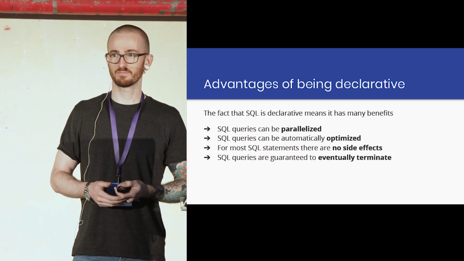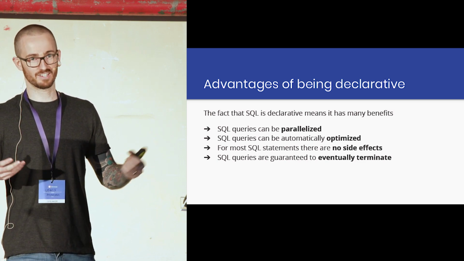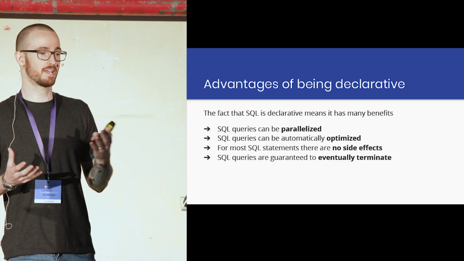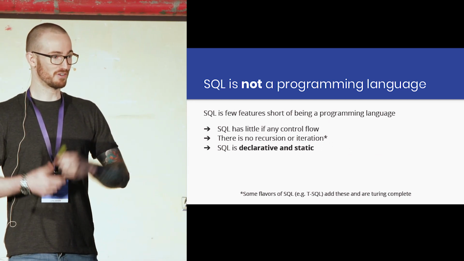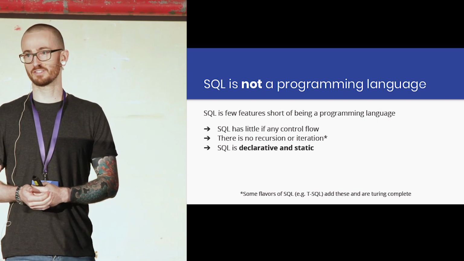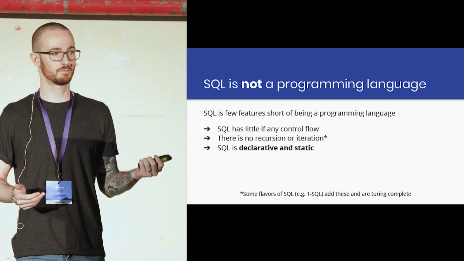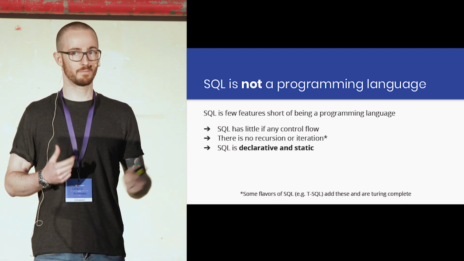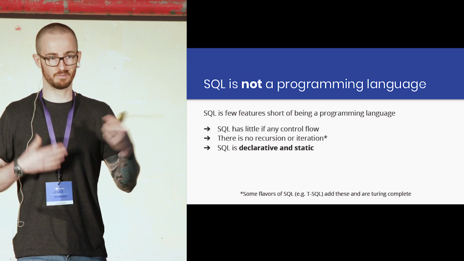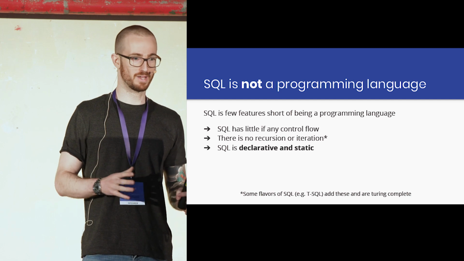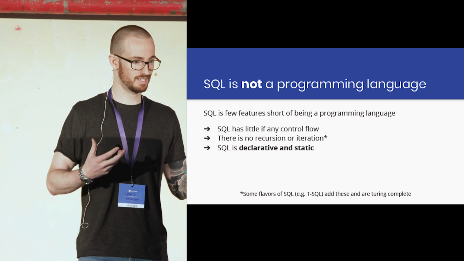We also have a nice benefit that even though it is very possible to write a SQL query that will never terminate, and I'm sure many of you have, theoretically, we know that it must terminate at some point. There are a few exceptions to that. Generally, SQL is not a programming language. There are a few features that it falls short on. There's no iteration or recursion. You can't write a for loop in SQL. You can do some of this with SQL features like recursive CTEs or flavors of SQL like T-SQL, which allow you to actually introduce control flow, although we wouldn't necessarily recommend that you do that. So it's declarative and it's also static. It can't mutate itself.